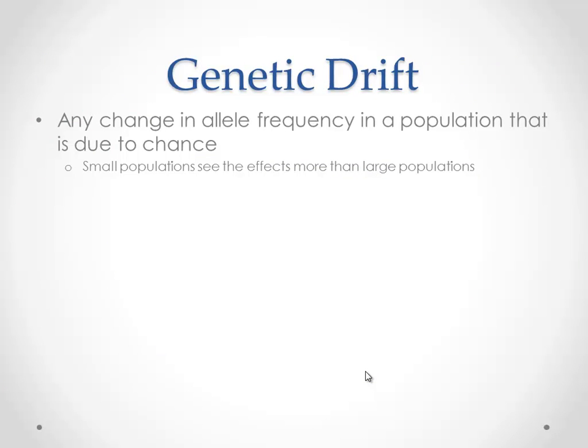Okay. The next mechanism of evolution is genetic drift. Now, genetic drift is any change in the allele frequency in a population that is due to chance. Remember, your allele is one of your gene forms. So big T is an allele, little t is a different allele. So any change in the frequency that we see of homozygous dominant, heterozygous, and homozygous recessive individuals, that is due to chance. Now, small populations see this more than large populations.